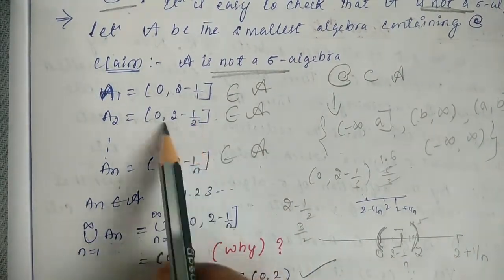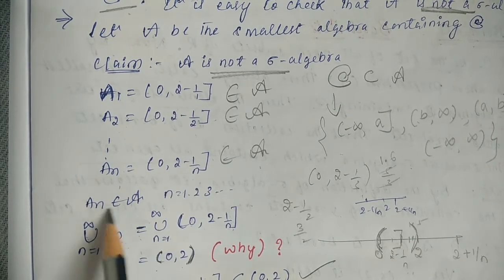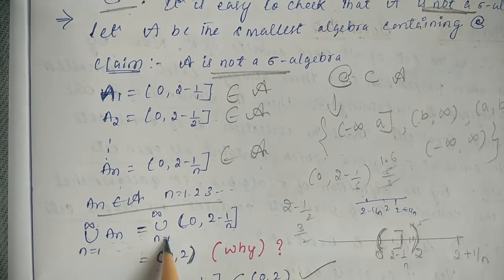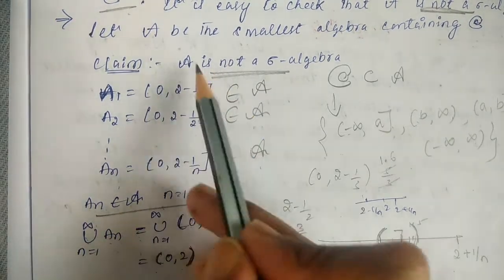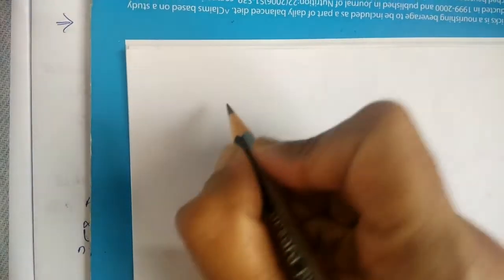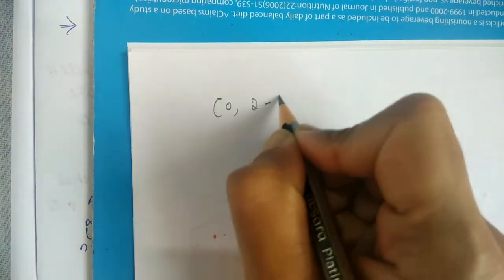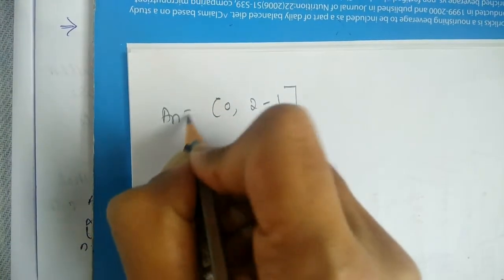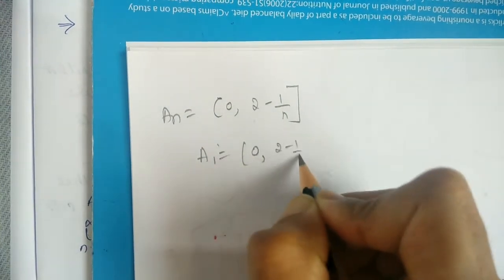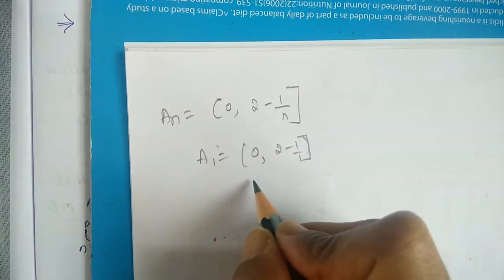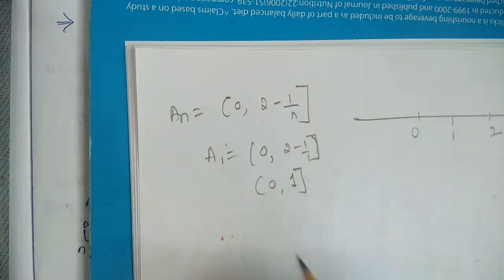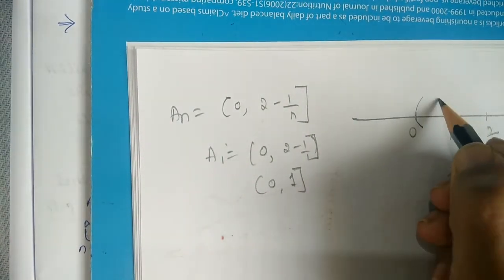So now the intervals are (0, 2 minus 1 by 1], (0, 2 minus 1 by 2], ..., (0, 2 minus 1 by n]. Clearly An belongs to A for n equal to 1, 2, 3, and so on. What about the union? The union of An, n from 1 to infinity. Take the union first. For the first one, A1, put n equal to 1: 2 minus 1 by 1. So 2 minus 1 is 1. So clearly it is (0, 1].